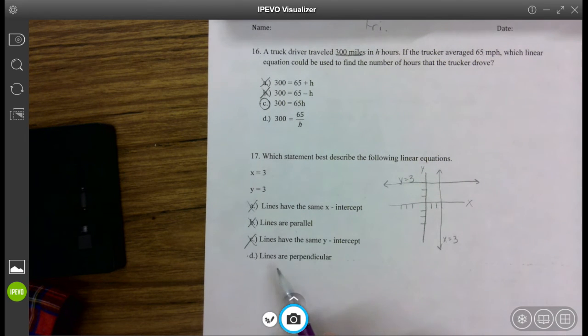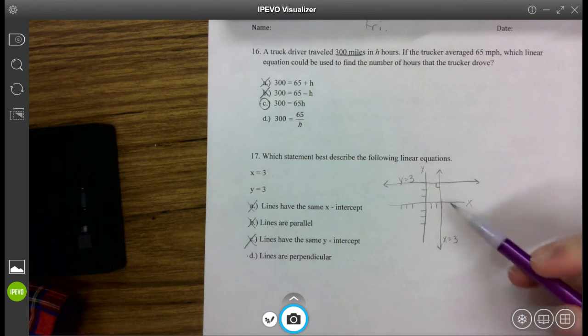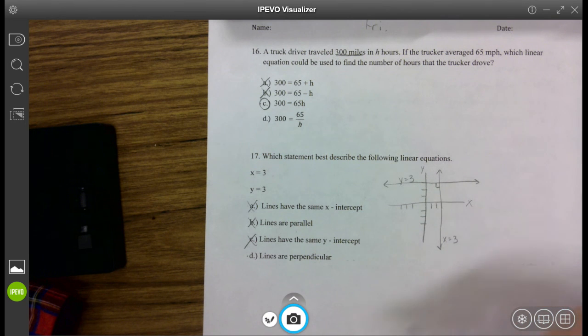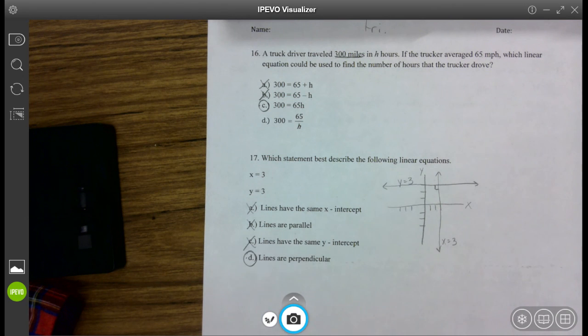And lastly, we have lines are perpendicular. Can we agree that these lines are perpendicular because they can form a right angle right there? So yes, we can. These lines are perpendicular.